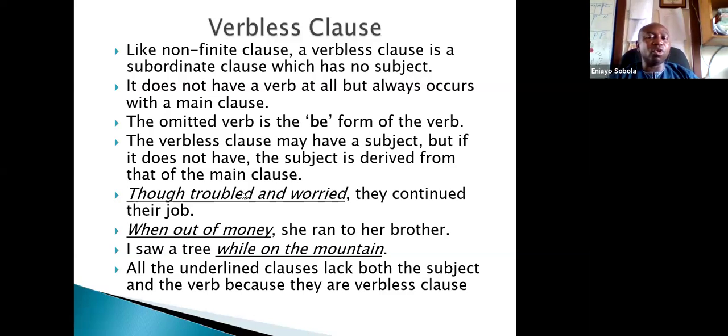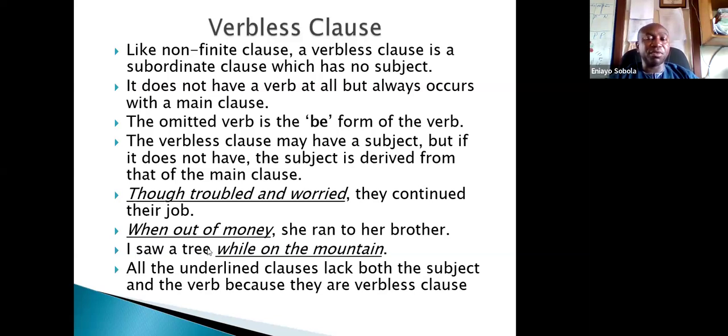Example, though troubled and worried, they continued their job. If you look at it, though troubled and worried, there is no subject here, no verb. When out of money, she ran to her brother. Looking at it, when out of money does not have a subject, no verb. And it is non-finite, it's a verbless clause.